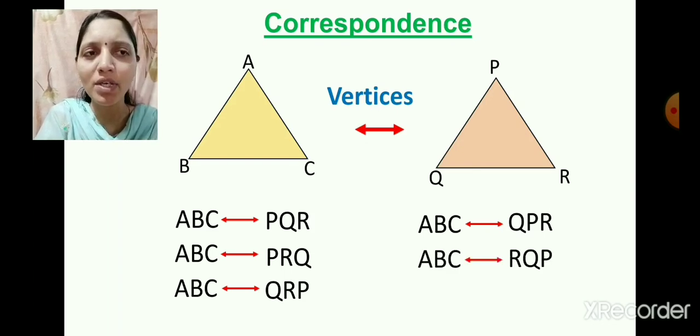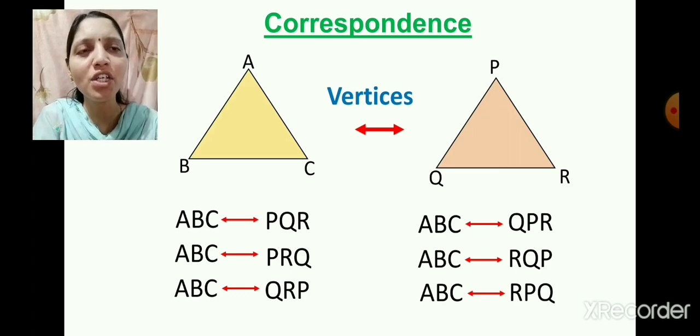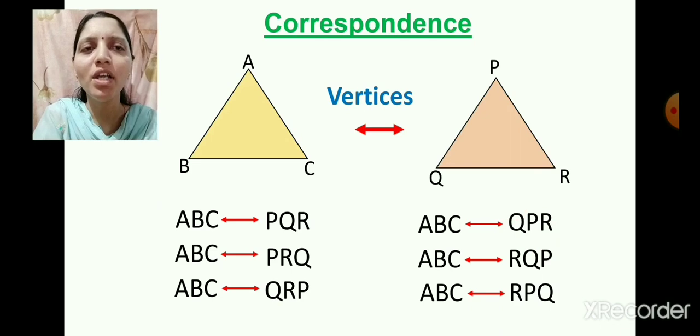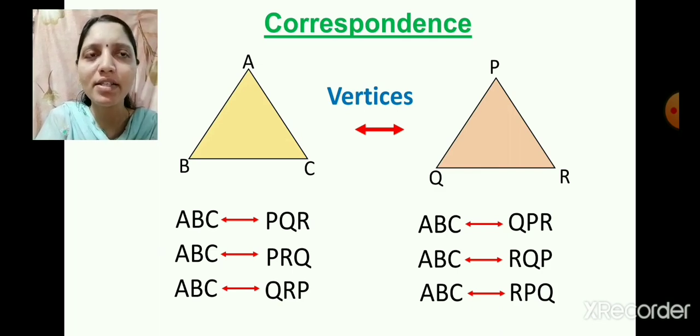Vertices ABC corresponds to vertices RQP. Vertices ABC can also correspond to vertices RPQ. Now, by rearranging the vertices of triangle ABC, you can also show the correspondence between the vertices PQR. So there are different ways to show the correspondence between the vertices.